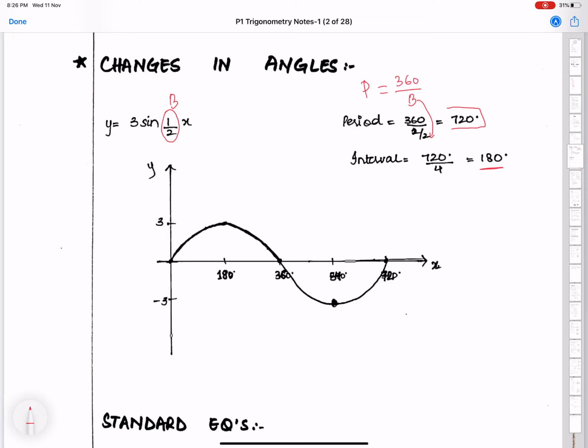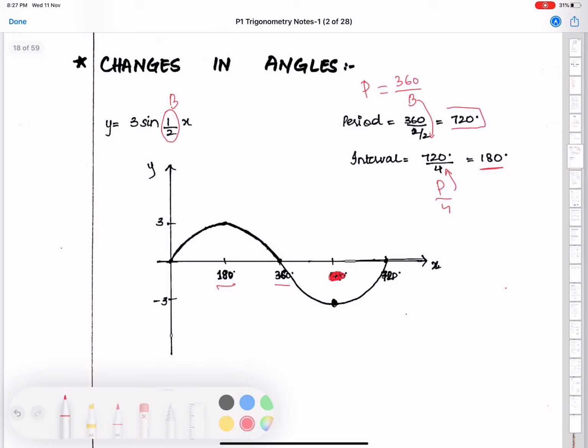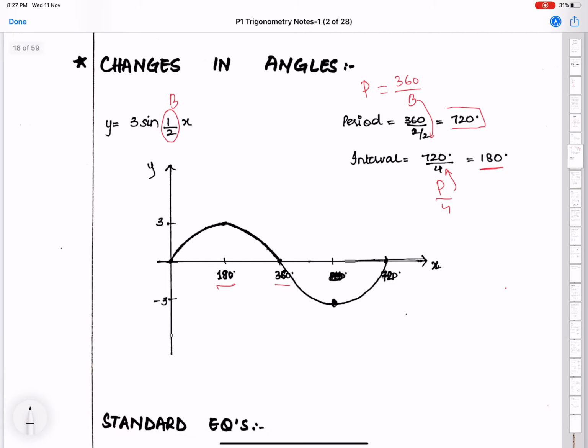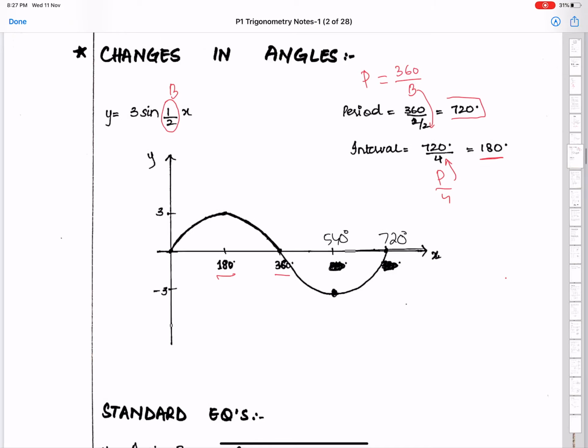The interval gaps are 180 degrees because the formula for interval is p upon 4. This is p upon 4. So this is 180, 360. Let me correct this. This is 540. It's not clear. This number is 540 and this number is 720. So this curve has a 720 degree period.